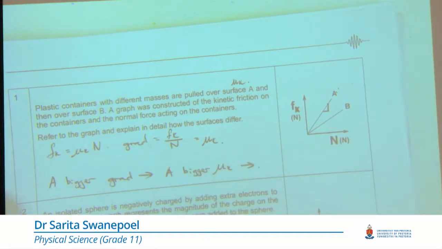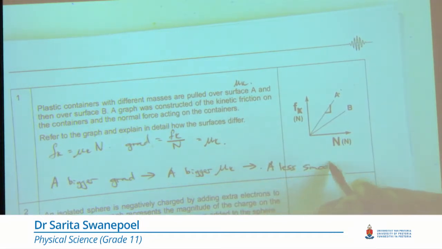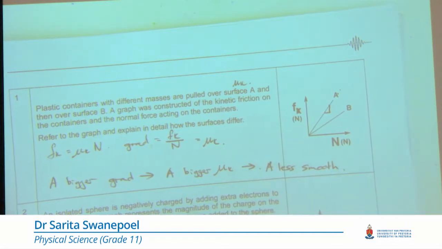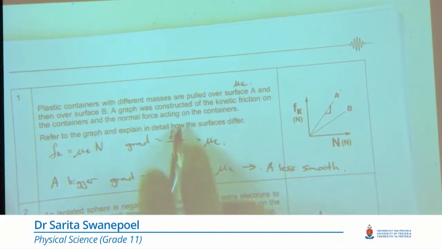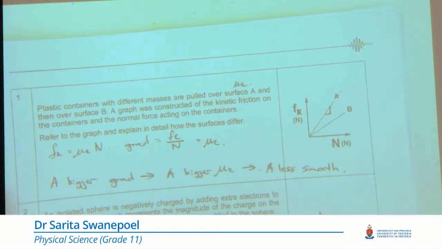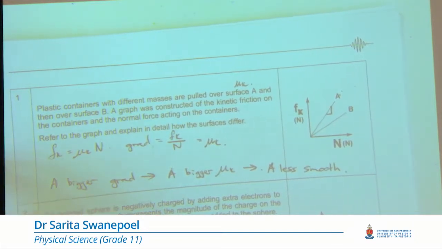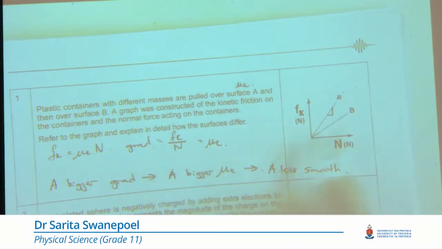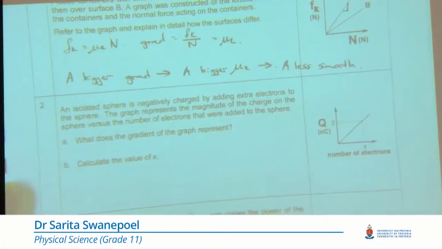And if the coefficient is bigger, what does it tell me? It tells me A is less smooth, right? Rougher, a rougher surface, right? It's less smooth, therefore a bigger mu, therefore a bigger gradient. And you see how we use that? Right. Okay. But obviously if you just thought about it, you might have got it another way around. It's just nice if you can use the gradient because then you can use the correct terminology, right? Okay, let's go on to the next one.